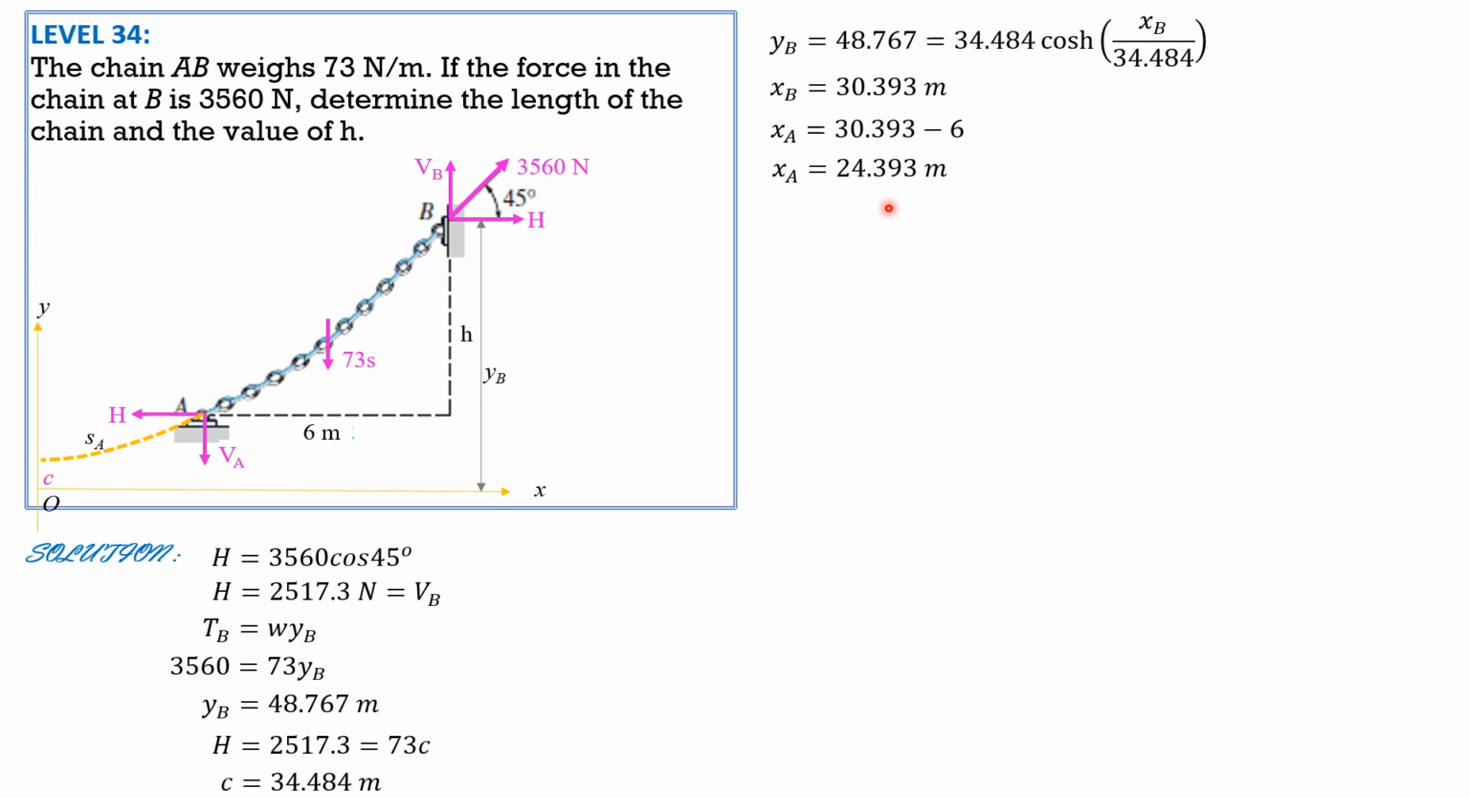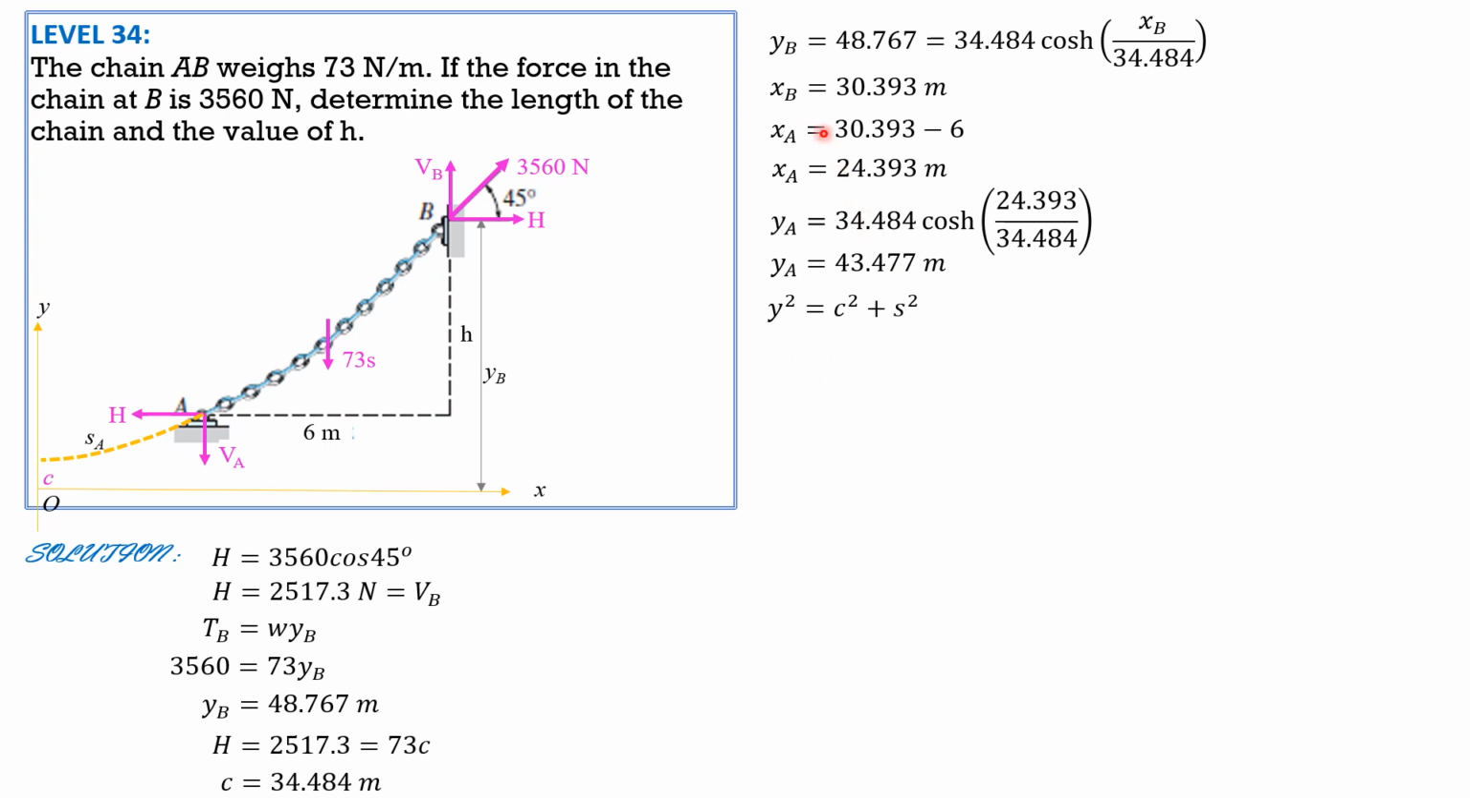Then from y square equals c square plus s square. So YA is 34.484 cosine hyperbolic of XA over C. So YA can now be found, 43.477 meters. So we use this simpler formula for S, which is y square equals c square plus s square. You can also use S equals C sine hyperbolic X over C if you want.